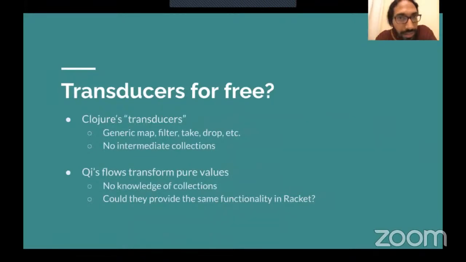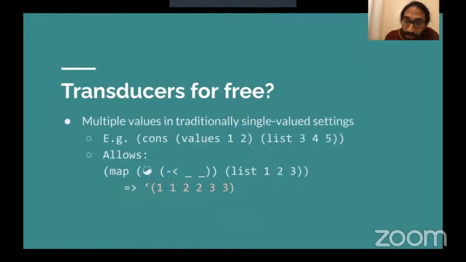It just might give us the ability to implement something similar to Clojure's transducers, which are a way to do generic versions of all sequence operations, and in such a way that they don't build intermediate collections on the way to the result. Now, Qi's flows transform pure values. There's no knowledge of collections in there. So it's possible that they could provide the same kind of functionality. Well, I think a couple of things will be needed in order for this to happen.